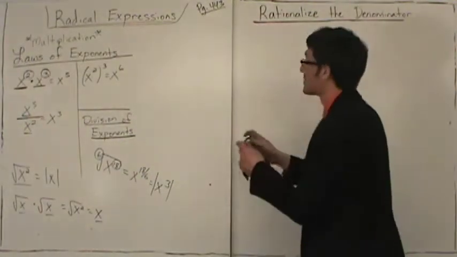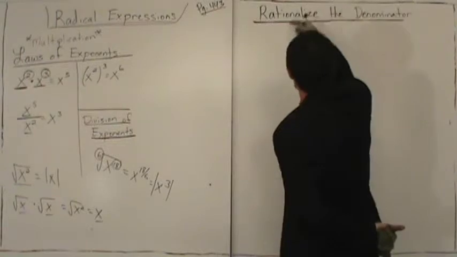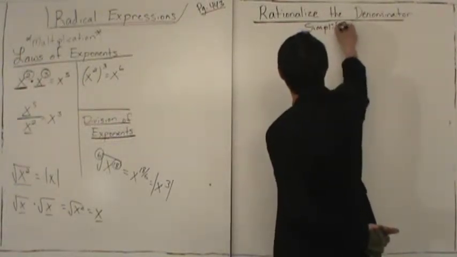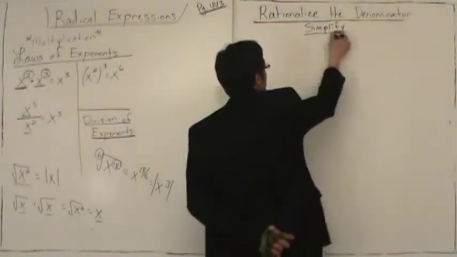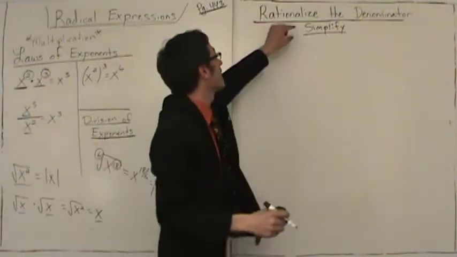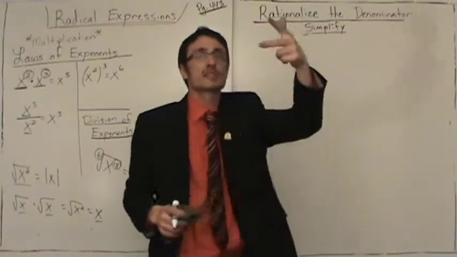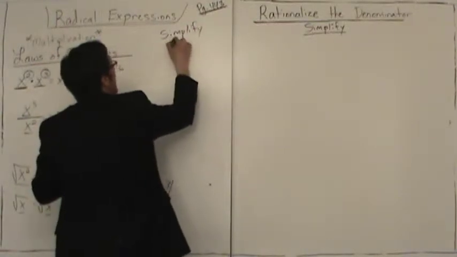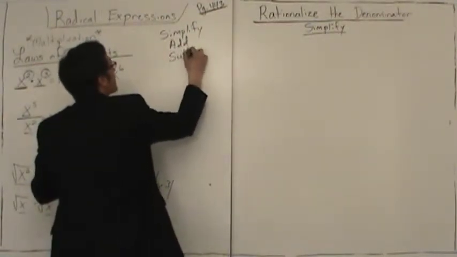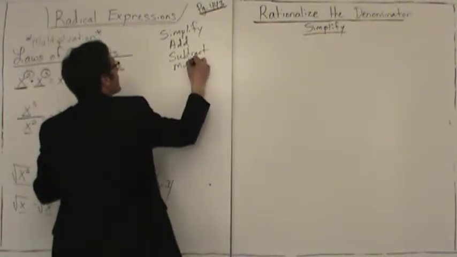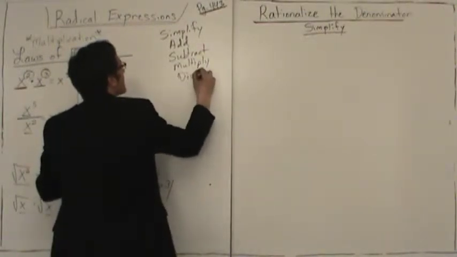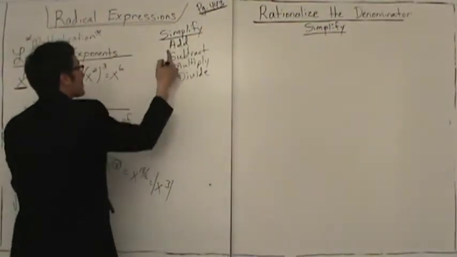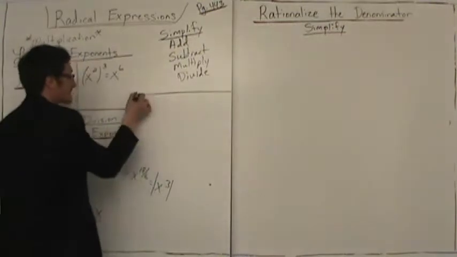Now, rationalizing denominators. Okay, so rationalizing denominators is a rule of simplification. If you see the directions on the top of page 443, it says to simplify. Now, simplify means to add, subtract, multiply, and divide. Let's go ahead and write that. But there are also hidden rules that are not written in the book. So simplify means to add, subtract, multiply, and divide, but it also has some hidden rules.